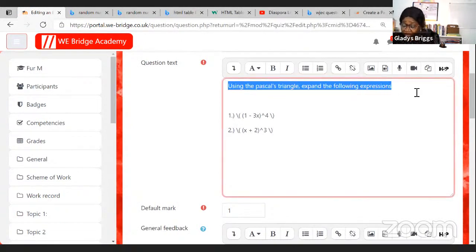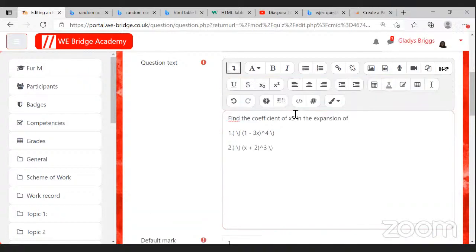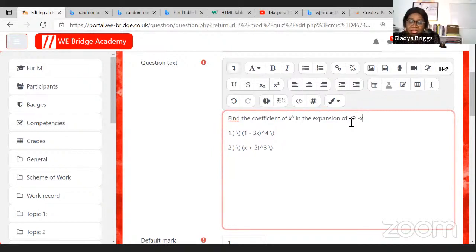Only one question this time you need to do for me, okay? Find the coefficient of x to the power of 5 in the expansion of (2 minus x) to the power of 10.